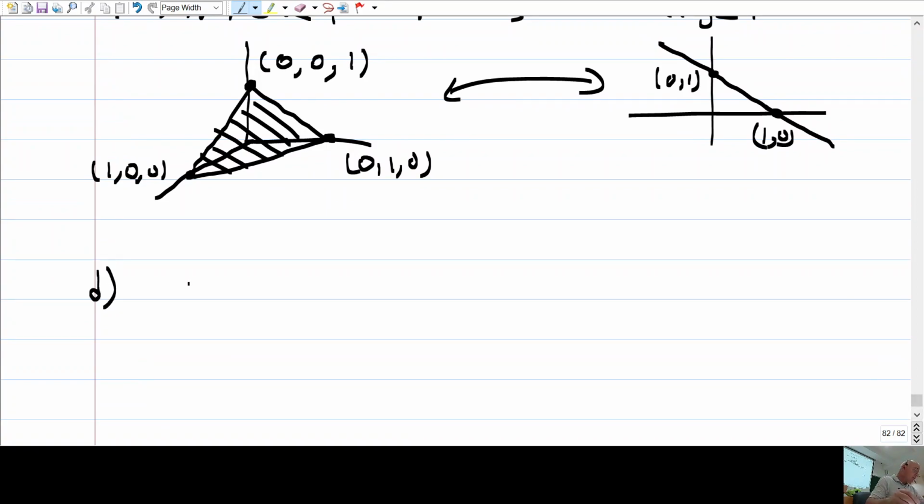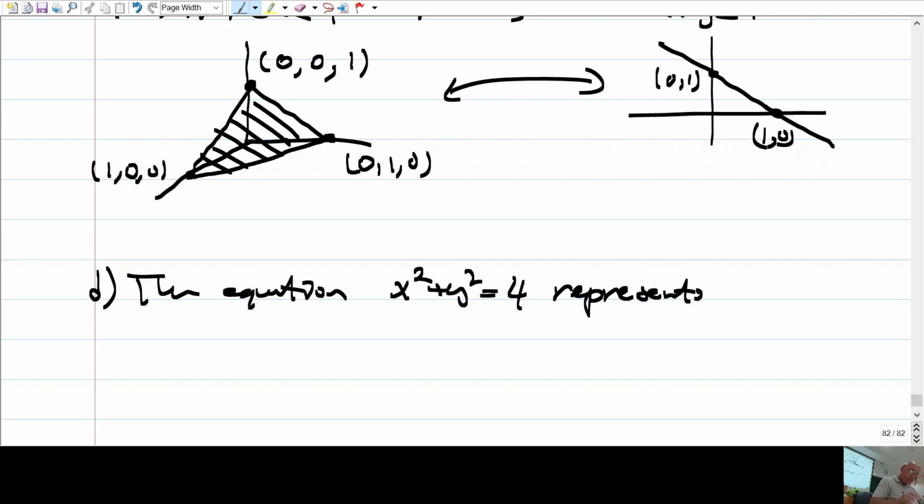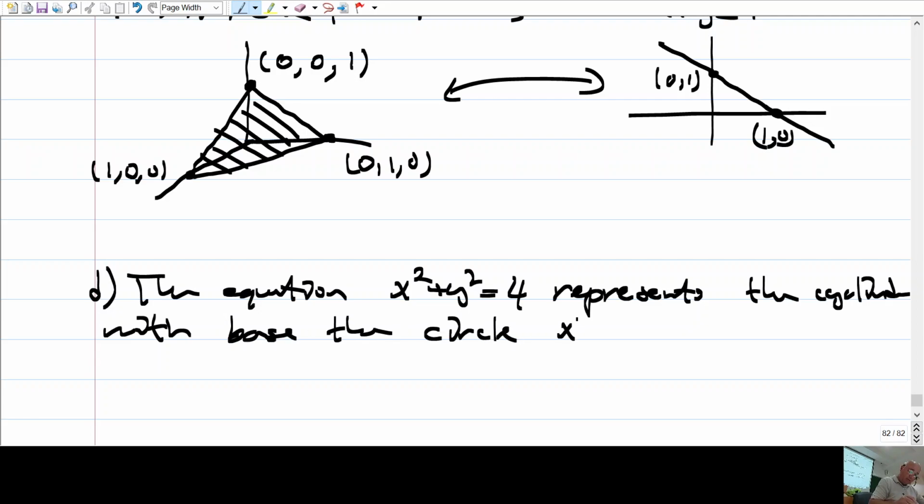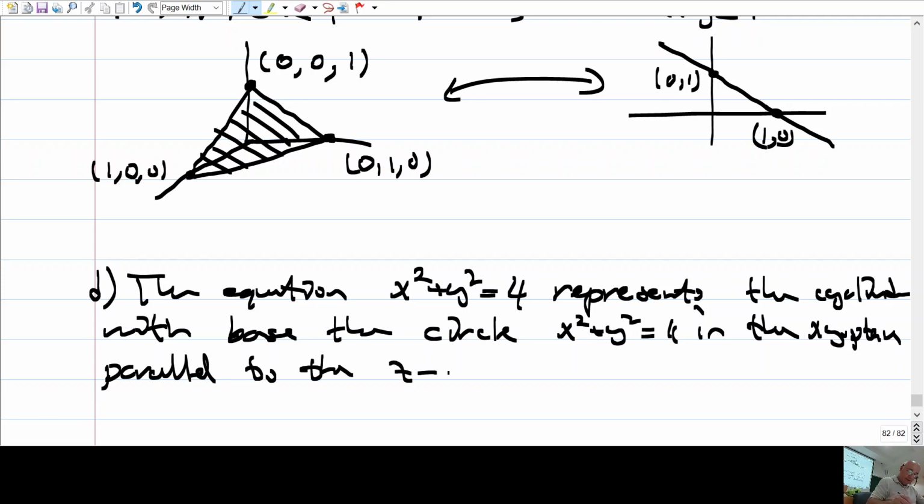Okay. What about this? The equation x squared plus y squared equals 4 represents a cylinder, or maybe the cylinder with base the circle x squared plus y squared equals 4 in the xy plane and parallel to the z-axis.